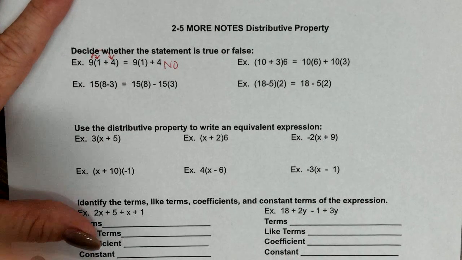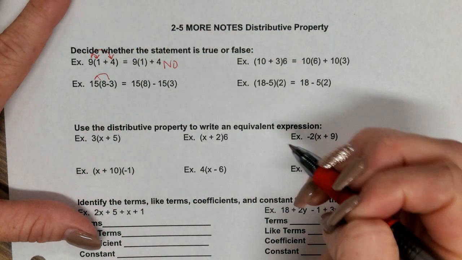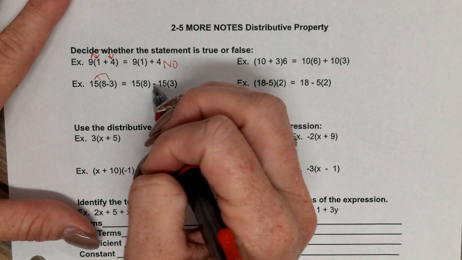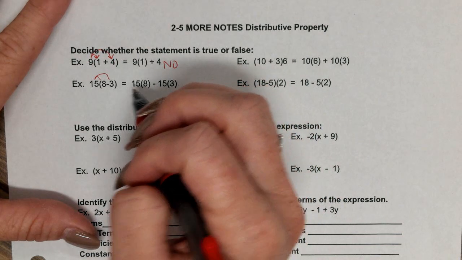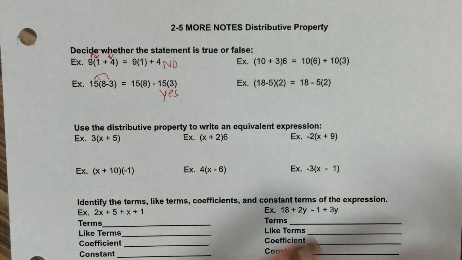All right. How about this one? Did they distribute this correctly? 15 to the 8 and 15 to the 3. Yes? Is the minus sign in the middle good? Yes, because there's a minus sign. So yes, they did this one correctly.